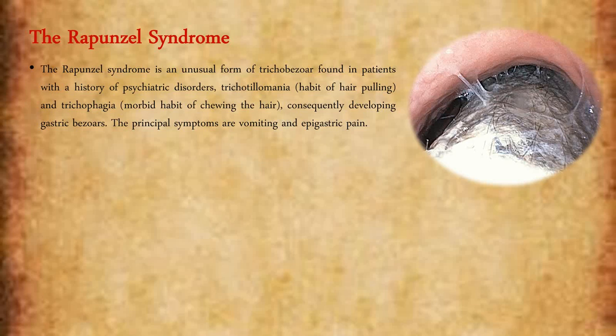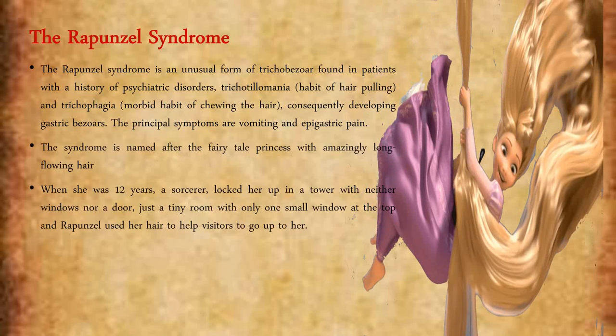From where did this bezoar name, Rapunzel, come? That syndrome is named after the fairy tale princess with amazing long flowing hair. When she was 12 years of age, a sorcerer or a magician locked her up in a tower with neither windows nor a door, just a tiny room with only one small window at the top, and Rapunzel used her hair to help visitors go up to her.